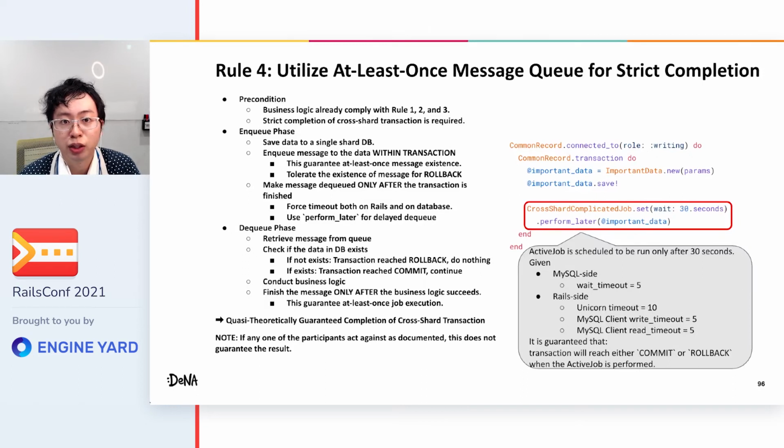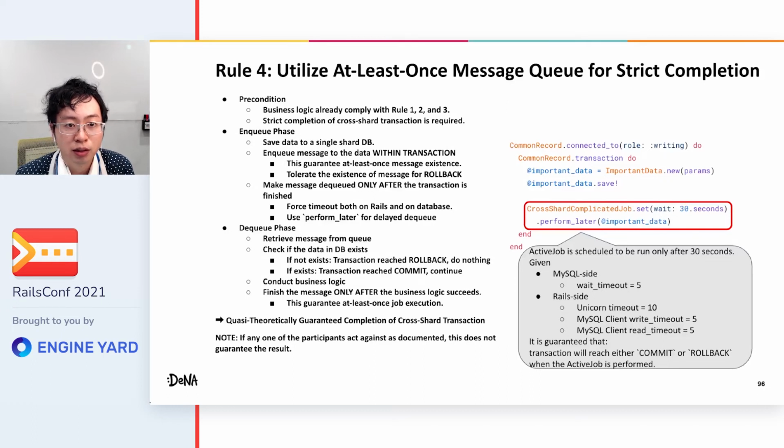Let's see the Rails code on your right-hand side. In the middle of the code, you can see the wait 30 seconds and perform later within the transaction. Given MySQL and Rails timeout, it is guaranteed that the transaction will reach either commit or rollback when the active job is performed. In the dequeue phase, just retrieve the messages from the queue and check if the data in the database exists. If it does not exist, then the transaction reached rollback. Do nothing.